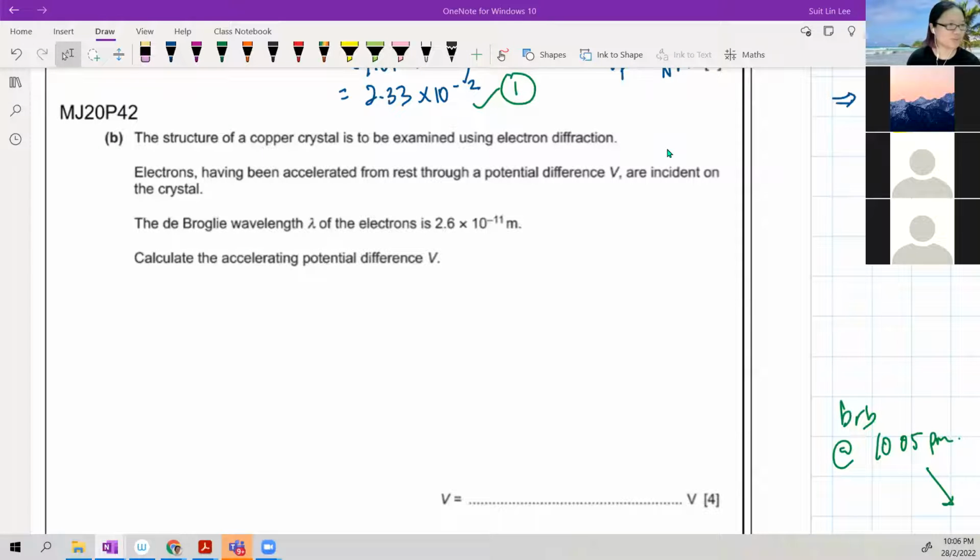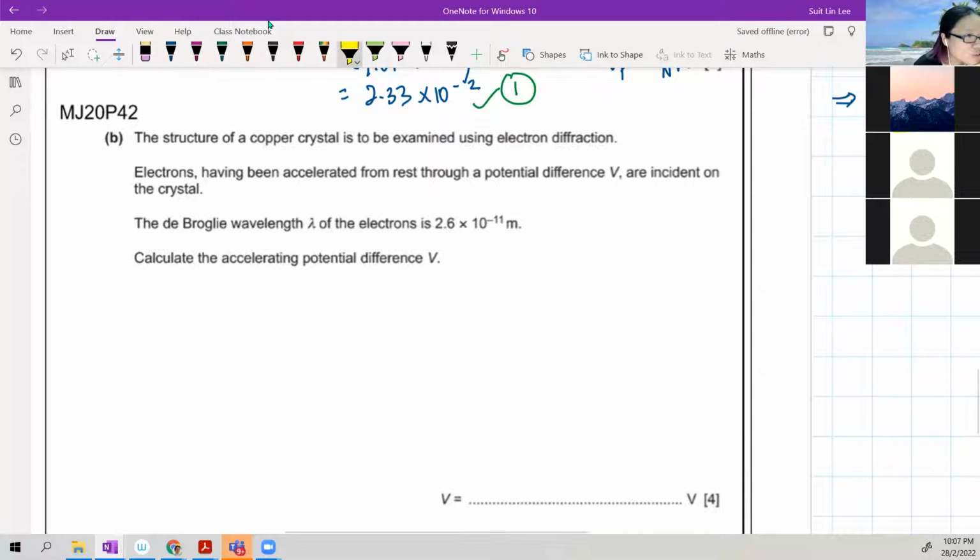Okay, let's go. Right, this one is nicer because they give you numbers. Okay, so we are going to study the structure of copper crystal using electron diffraction. And electrons being accelerated from rest for potential difference V are incident on the crystal. You are given lambda this time, the de Broglie equation. Calculate the accelerating potential difference V.